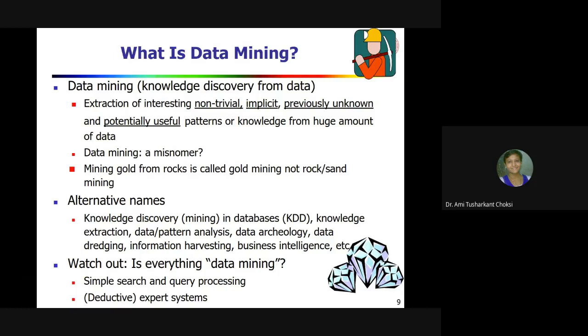Trivial means, okay, let it be. But non-trivial, it is important to us. Implicit, which is already available in the data. Previously unknown. It is not like it was already known and you are digging the same thing. No. It was previously unknown, and potentially useful patterns.